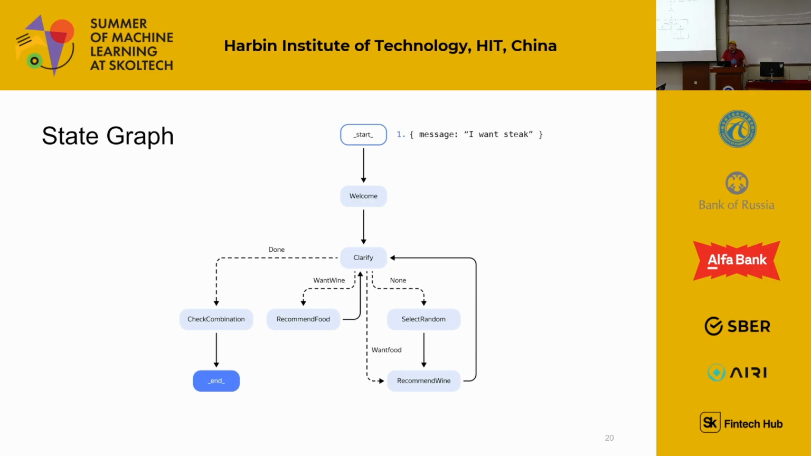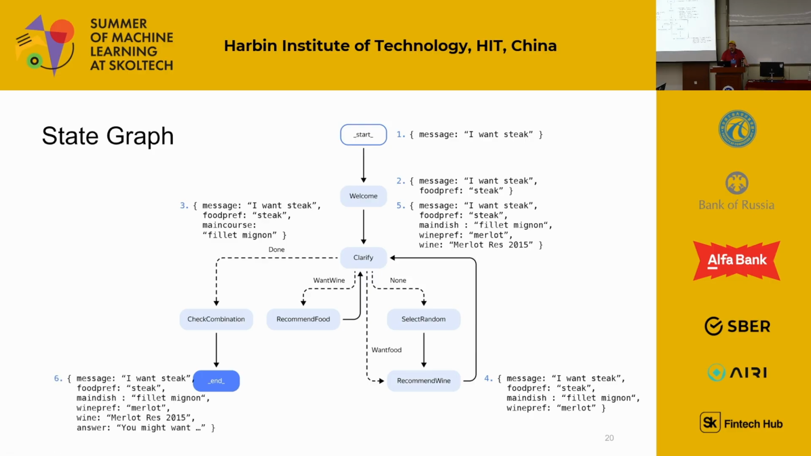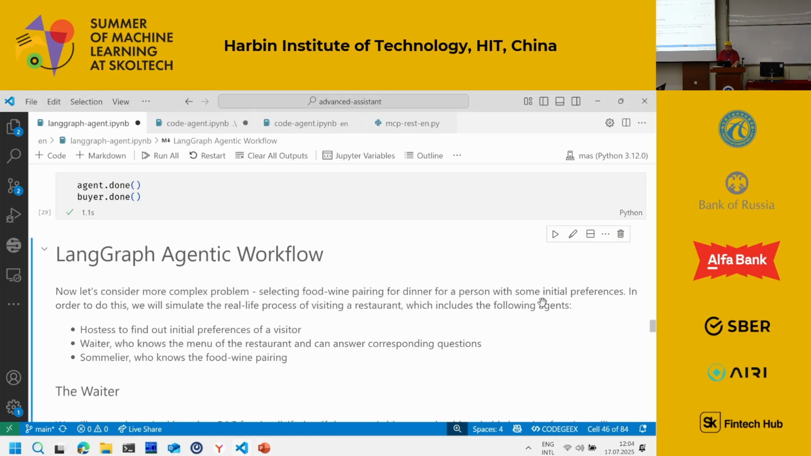We come in with the message, I want steak, then extract the food preference, then the waiter decides what would be the main course. Then we do the food wine pairing. For filet mignon, we recommend some kind of Merlot wine. We ask the waiter again which kinds of Merlot are available. It gives us the specific type of Merlot, and then we give this back to the user. So that is what we want to now reproduce.